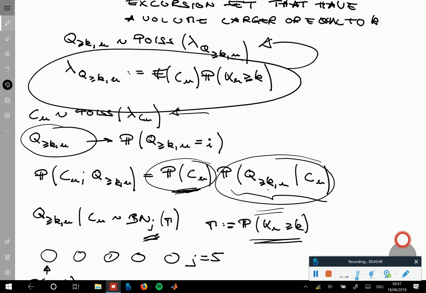And the point is that it's this joint distribution of the number of clusters and one random variable that represents the number of clusters that has a volume larger than k. The marginal distribution of the number of clusters is defined as a Poisson distribution, and the conditional distribution of the number of clusters that have a volume larger than k is defined as a binomial distribution with the parameter of the probability of an individual cluster to have a volume larger than k. Once you know that, the rest is mechanics and fairly simple.